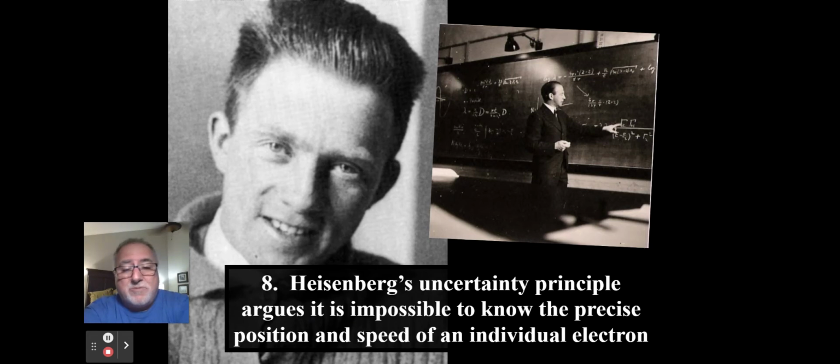Heisenberg's uncertainty principle argues it's impossible to know the precise position and speed of any individual electron. Remember, they're supposed to be orbital, and you're taught, well, I was, that they go around the nucleus, but they're not fixed. They're just around. It's energy. I mean, that kind of makes sense. You can kind of make sense of the orbits, and if a nucleus has some sort of gravity, then I suppose you could keep them in orbit.